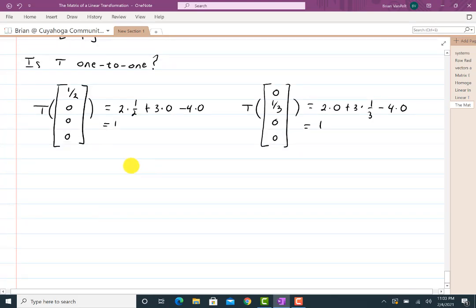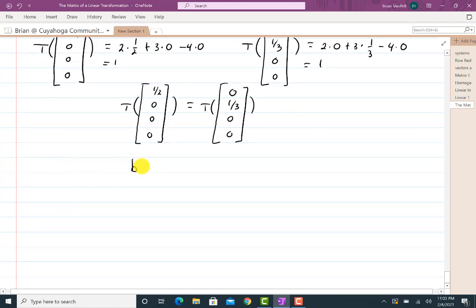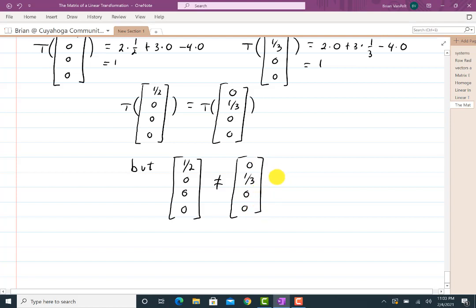So I have T of 1/2, 0, 0, 0 equals T of 0, 1/3, 0, 0, but 1/2, 0, 0, 0 is not the same thing as 0, 1/3, 0, 0. So this implies T is not 1-to-1.